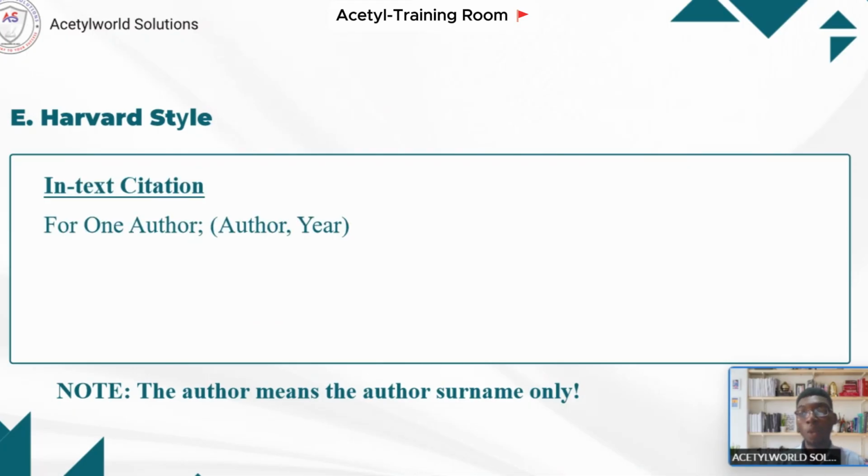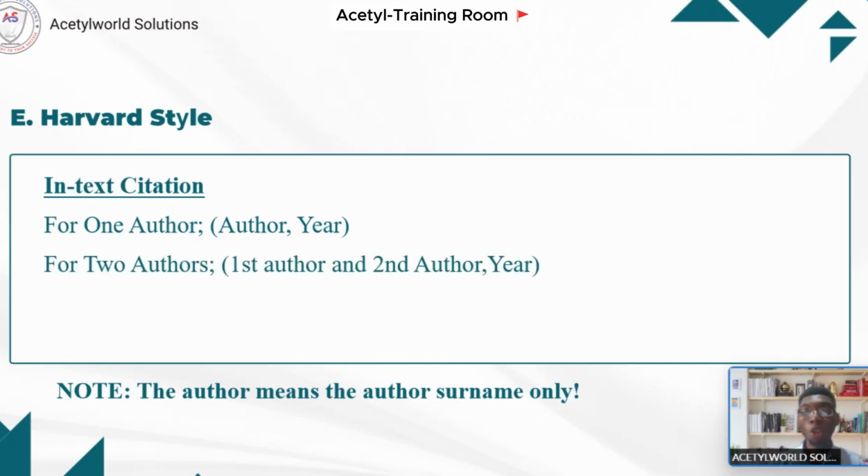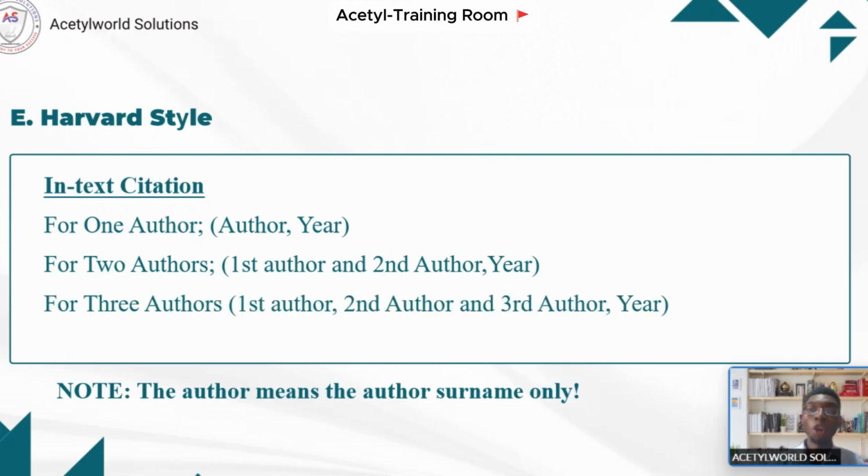This particular one is actually similar to APA for the in-text citation. For one author, you write the author, comma, year. For two authors, you write first author and second author, comma, year. For three authors, you might still need to write the first author, the second author, and the third author, comma, year. Although this one is actually restricted to supervisors' interest.